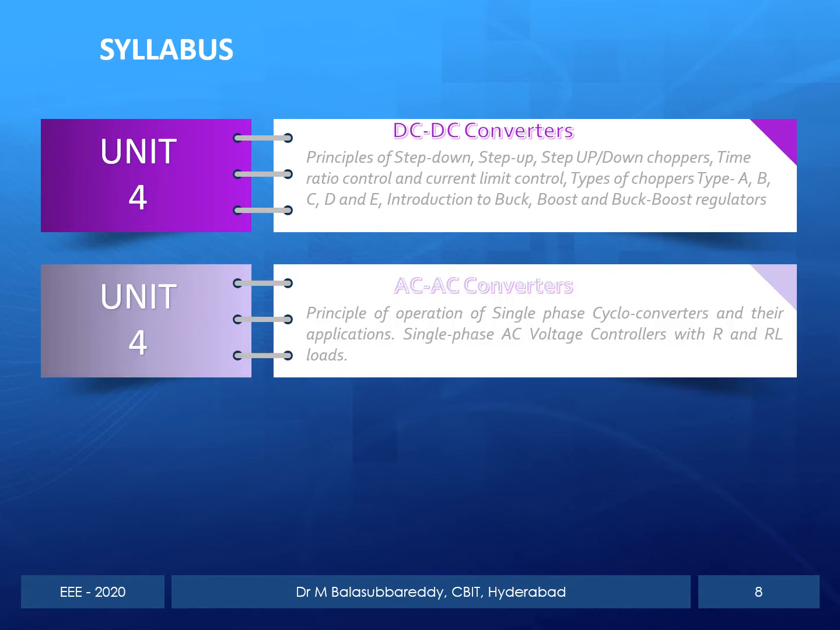Another one in the same fourth unit is AC to AC converters. It consists of cycloconverters and AC voltage controllers. Cycloconverters convert fixed frequency to variable frequency, whereas an AC voltage controller converts fixed AC to variable AC with constant frequency. And we will discuss different load conditions, R and RL loads and RLE loads.